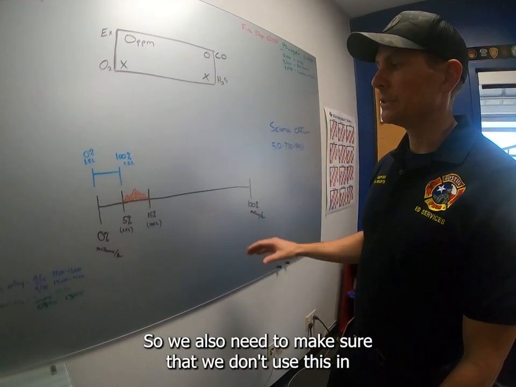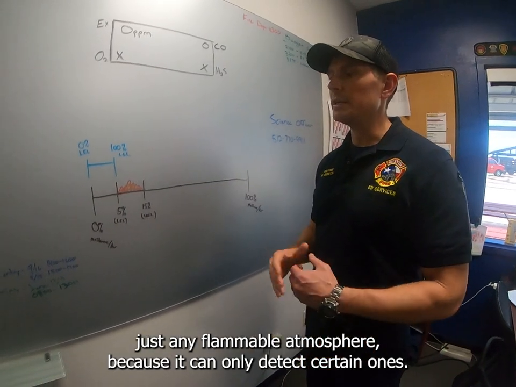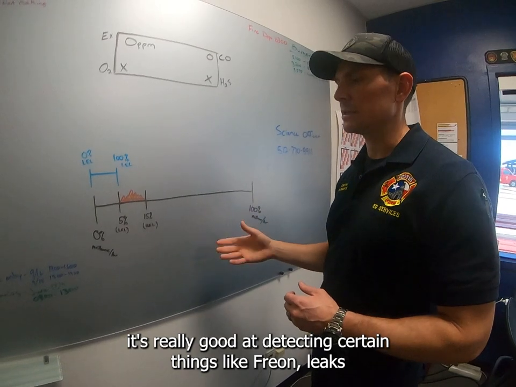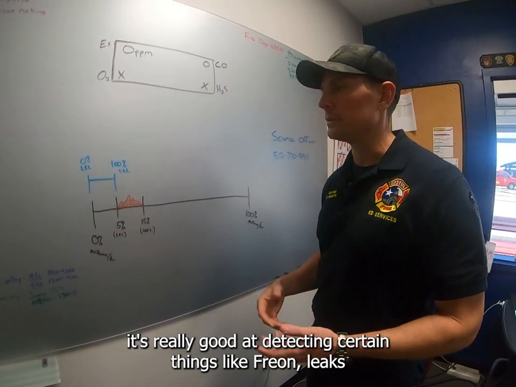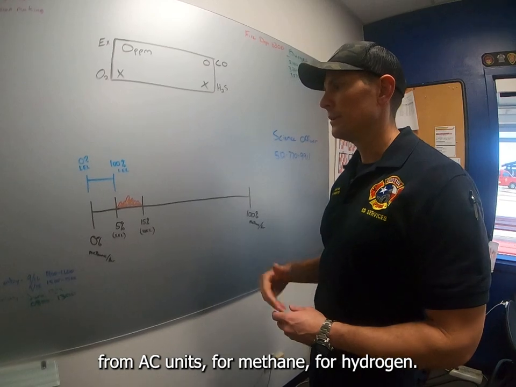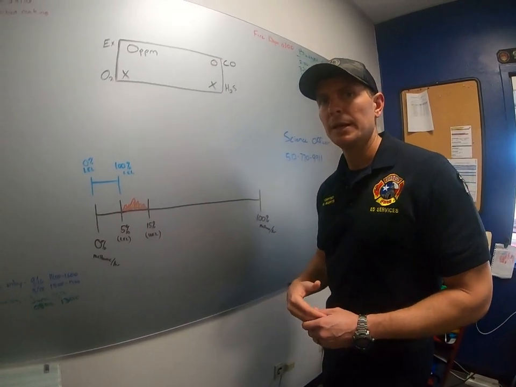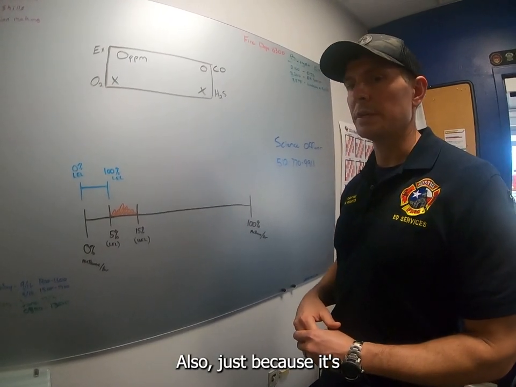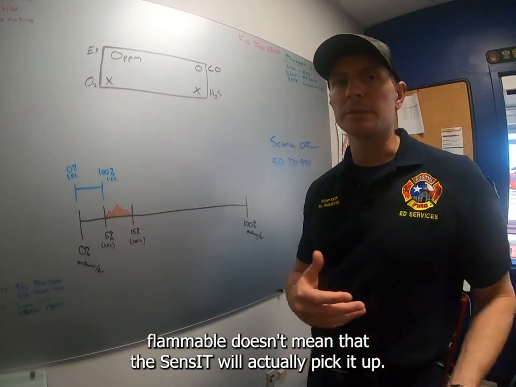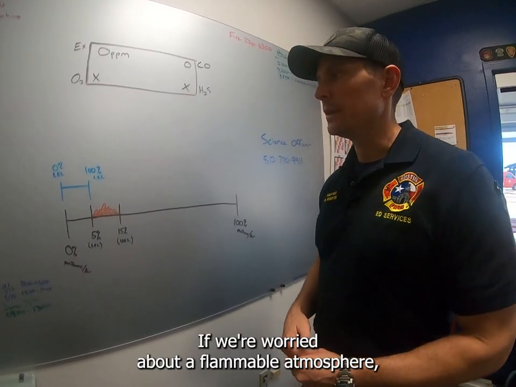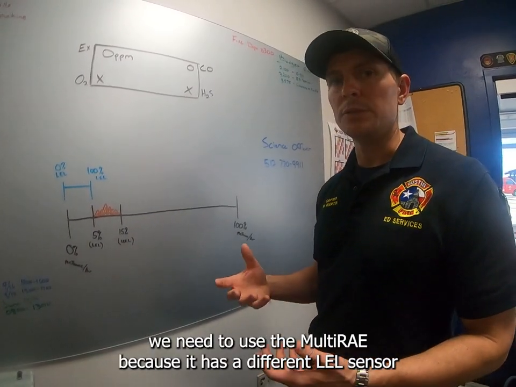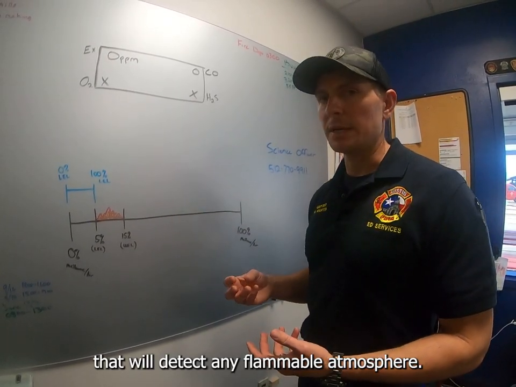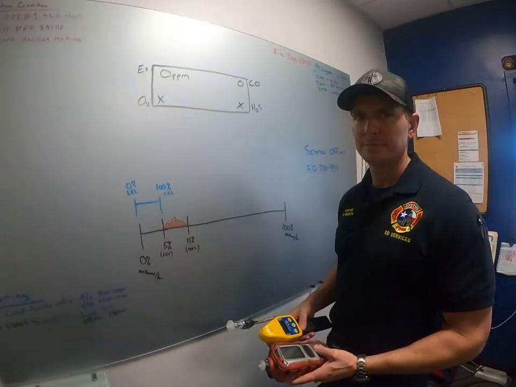So we also need to make sure that we don't use this in just any flammable atmosphere because it can only detect certain ones. It's really good at detecting certain things like freon, leaks from AC units, methane, and hydrogen. However, it won't be accurate with those other chemicals. Also, just because it's flammable doesn't mean that the SensIT will actually pick it up. If we're worried about a flammable atmosphere, we need to use the multi-ray because it has a different LEL sensor that will detect any flammable atmosphere.